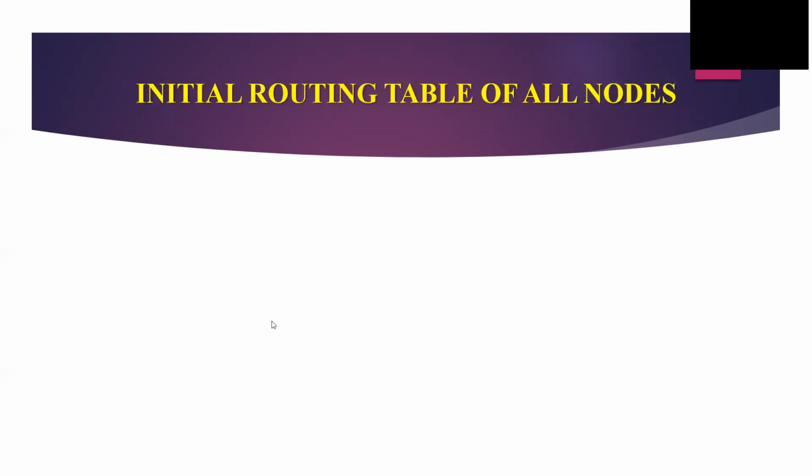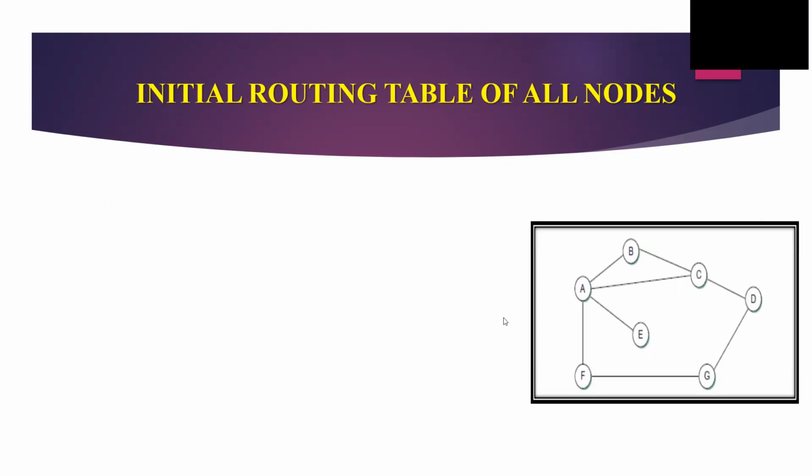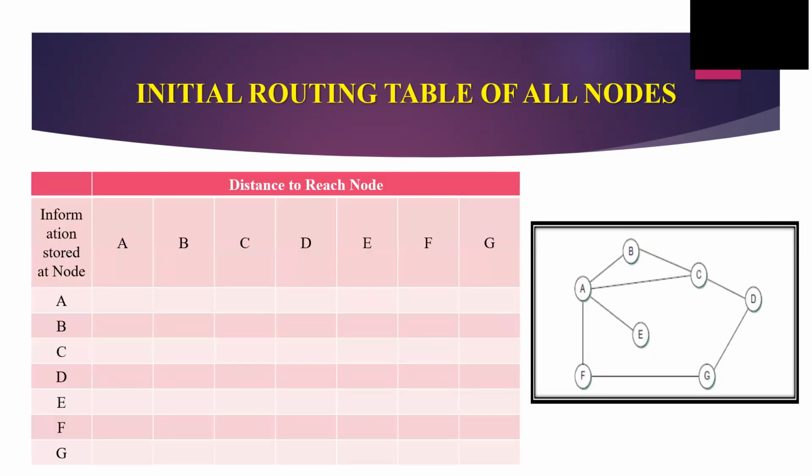Now, how to calculate the initial routing table of all nodes? This is the given network. The information is stored at each node. We have a total of 7 nodes, starting from A and ending with G: A, B, C, D, E, F, G. Column-wise also we have to write A, B, C, D, E, F, G. If one node is connected with another node directly, the cost becomes 1. If it is indirectly connected, initially the cost becomes infinity. If it is a self node, the cost will be 0. Likewise, you can fill the table.